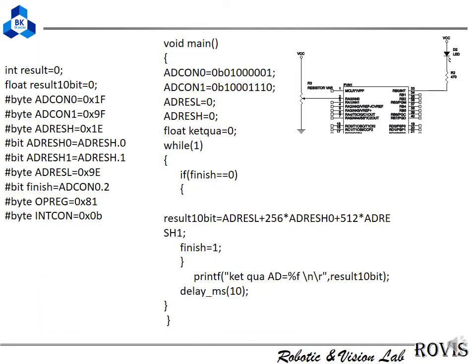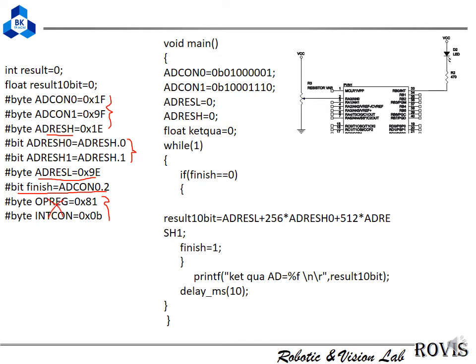This is the example code for the AD converter. First, we define the address. This one is the address of the bit, and this is the address of the result. This one is the go down bit. And this is the option register and the interrupt register. This is for interrupt, so in here we don't have interrupt, so we can delete it.